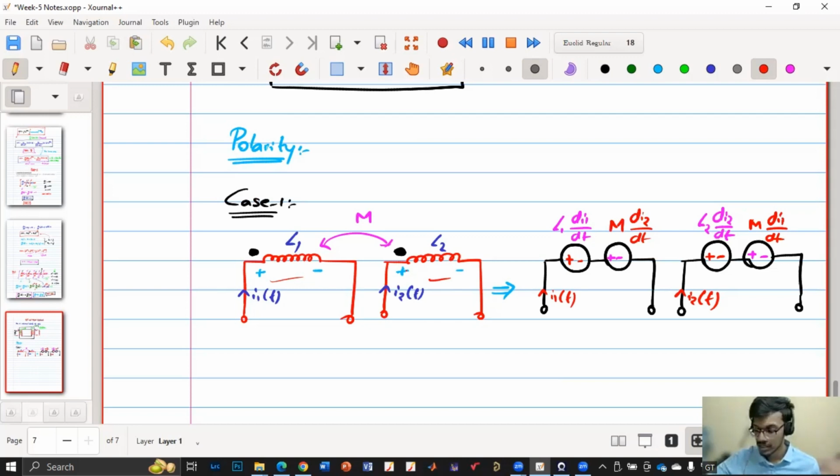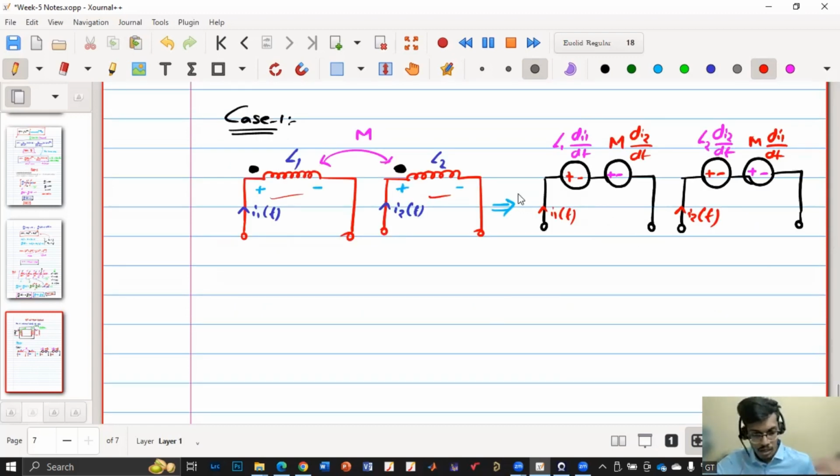So the convention is very simple. If the currents are entering the dots or leaving the dots, then the polarity because of the mutual inductance will be the same as this one. I am not saying it will be plus minus, I am saying it is the same. So first you draw L1 di/dt, then use the same polarity sign. If the currents are entering in this way, then it will be minus plus, minus plus. And both should have the same condition for this one.